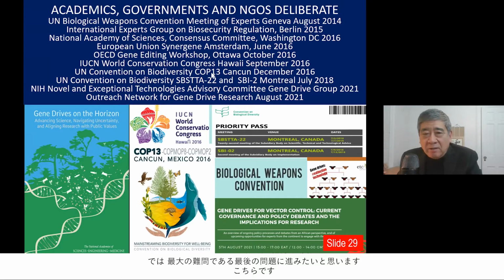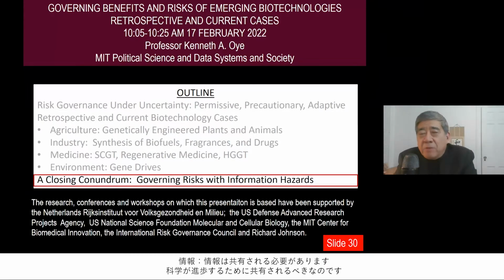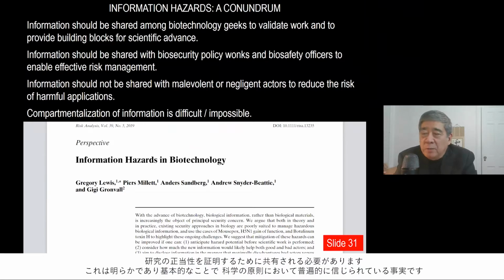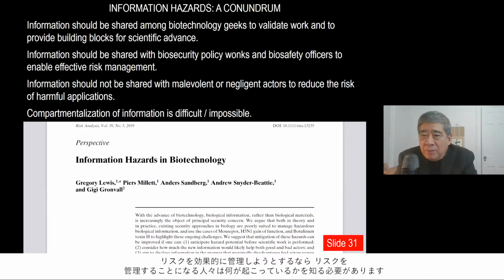Now, I want to end on a closing puzzle, a conundrum, a difficult problem. And here's the problem. So information should be shared. And it has to be shared if science is to advance. It has to be shared if you're going to be validating work. That's obvious and basic and a universally agreed upon principle in science. Information also needs to be shared with biosecurity people and biosafety officers and others. If you're going to be managing risks effectively, the people that are going to be managing the risks have to know what's going on.